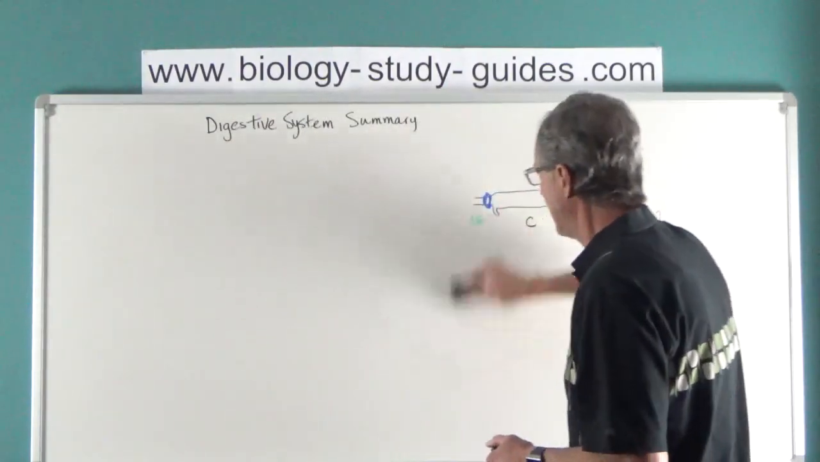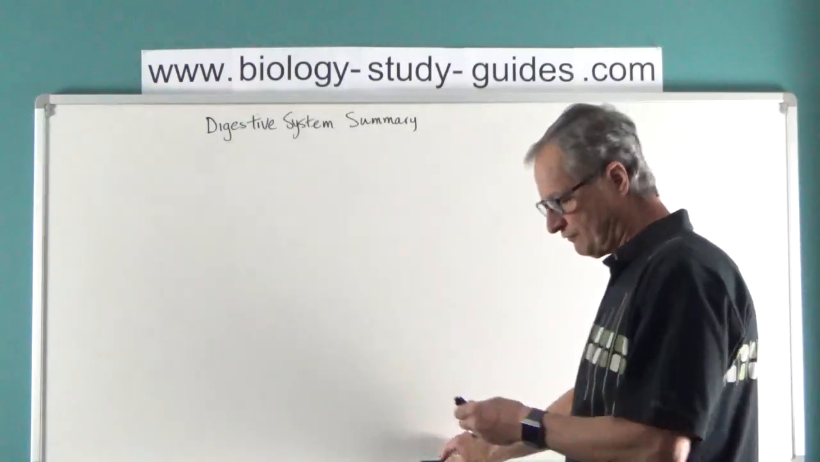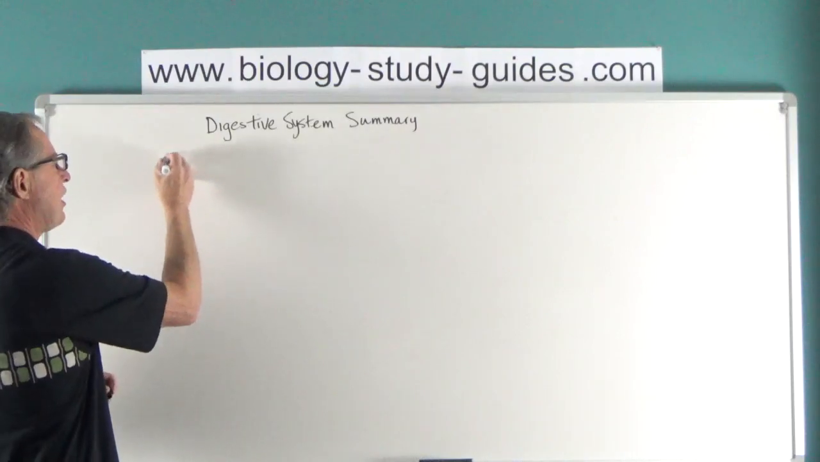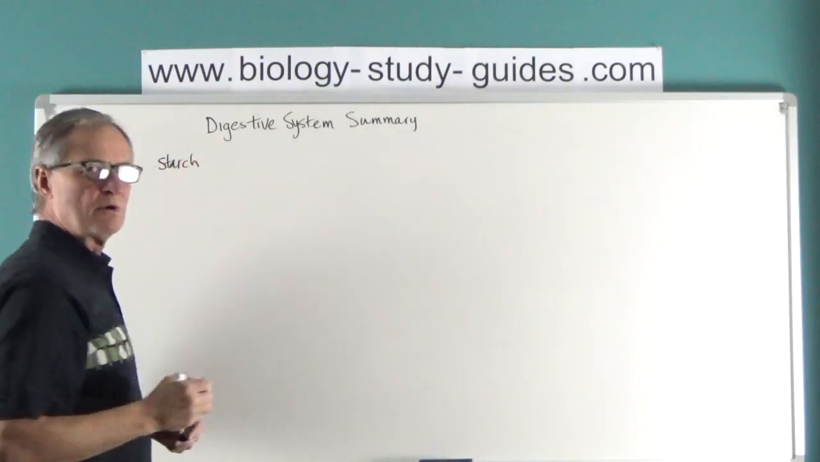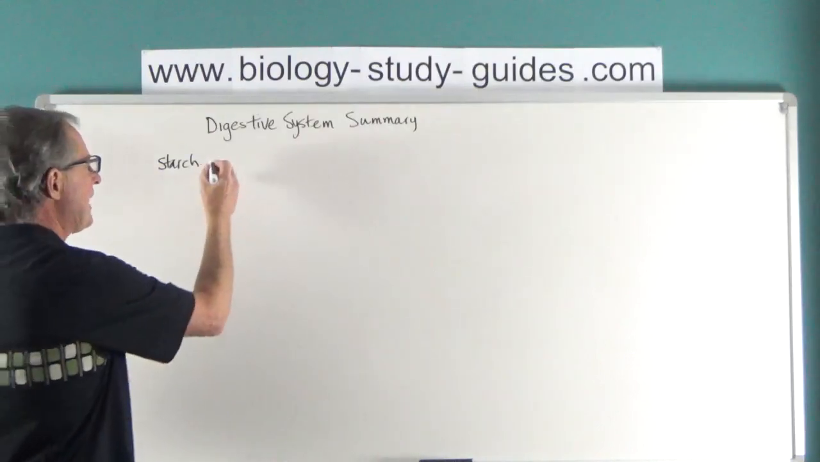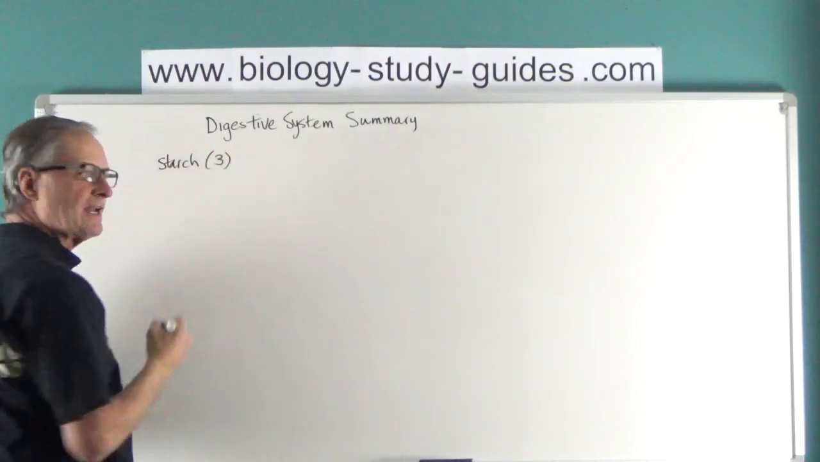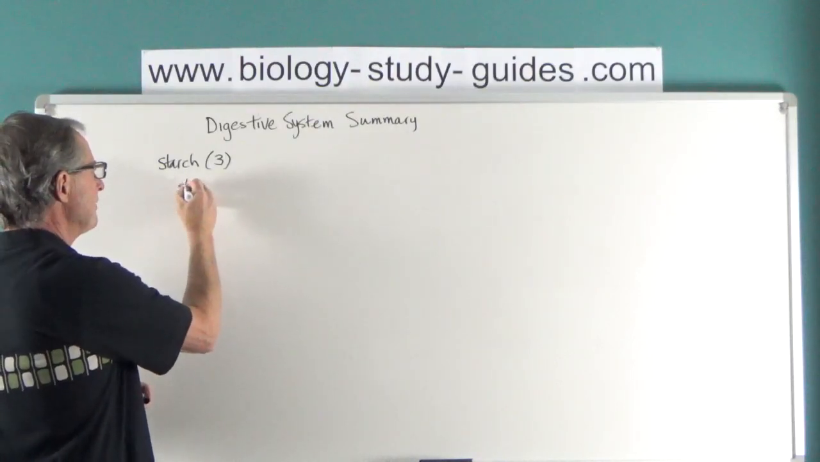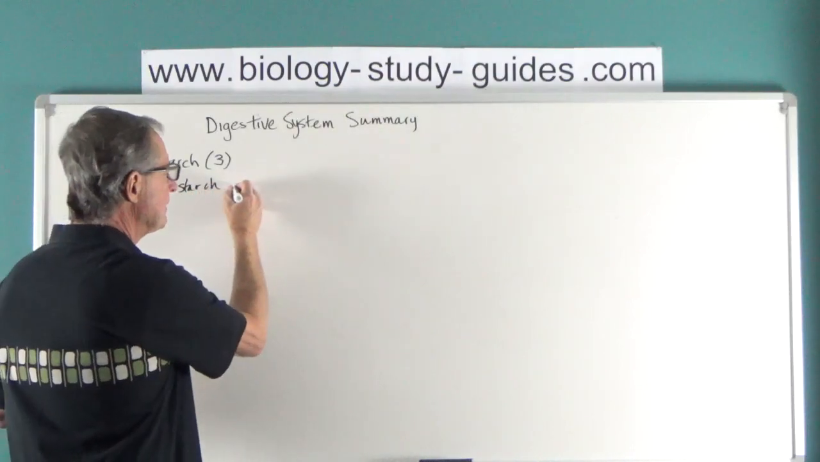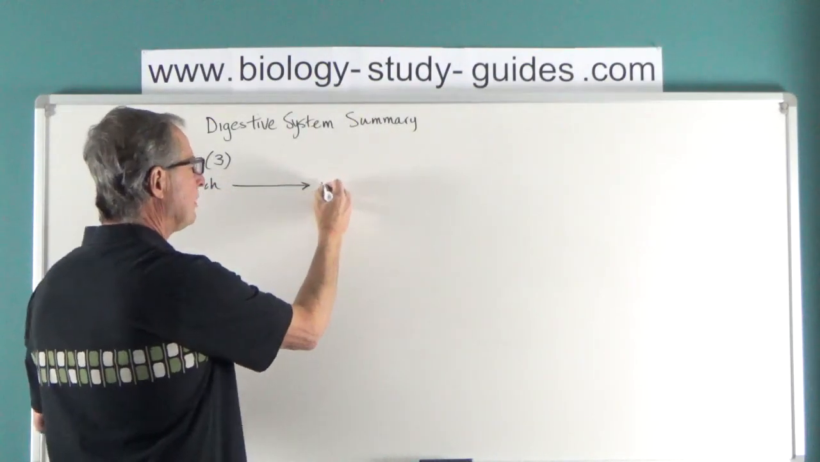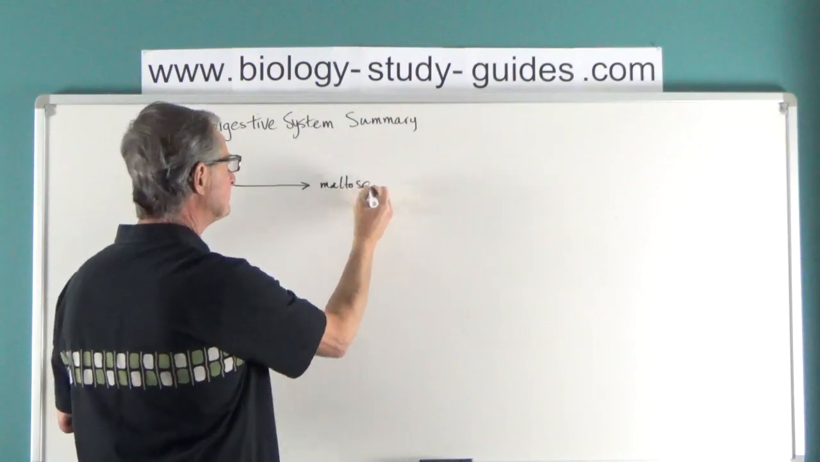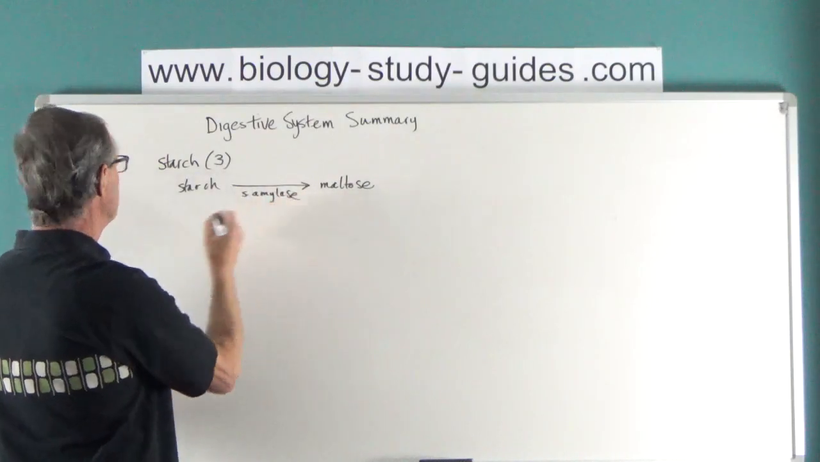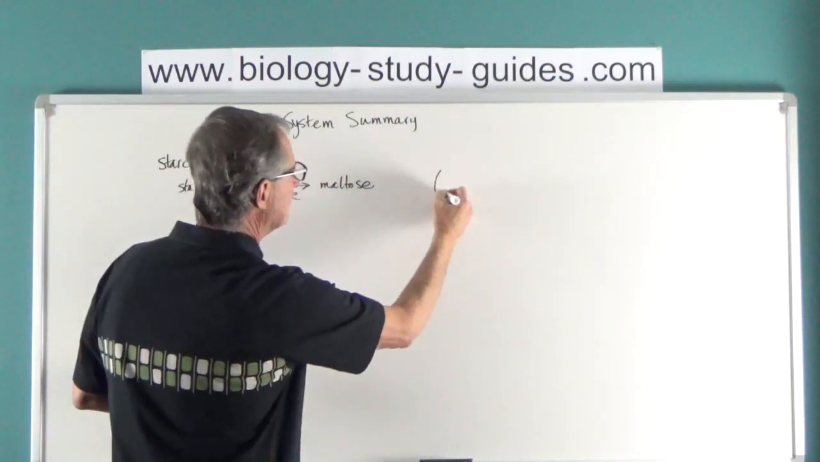I'll summarize the chemical digestion of each of the types of food. So in terms of carbohydrates, I'll just call it starch. What you should remember is that there are 3 steps to the complete chemical digestion of starch. The first one occurs in the mouth, where starch is broken into maltose. That's the role of salivary amylase. So this occurs in the mouth. I'll put that over here, mouth.